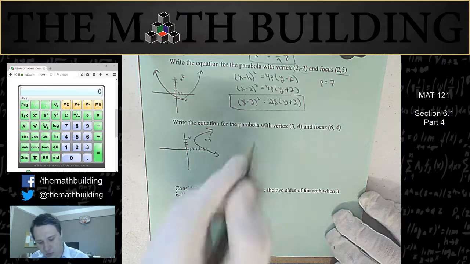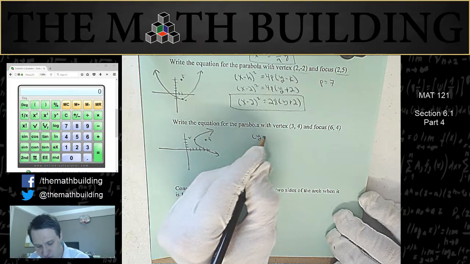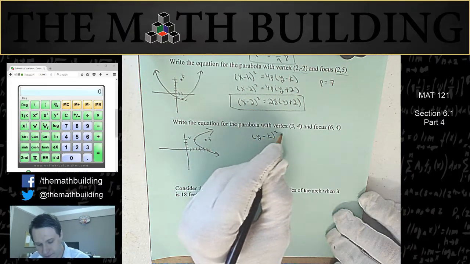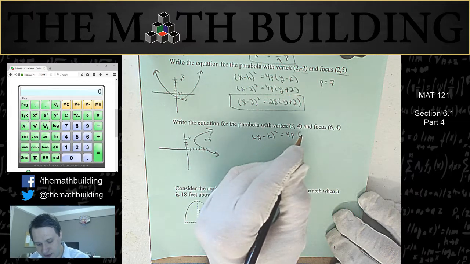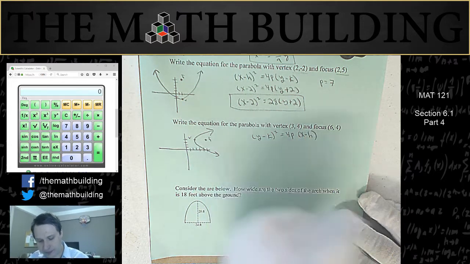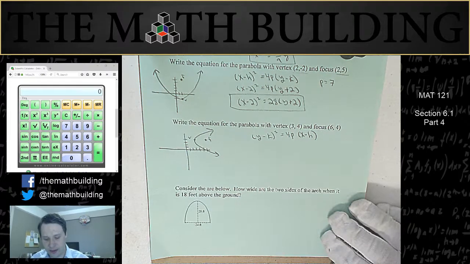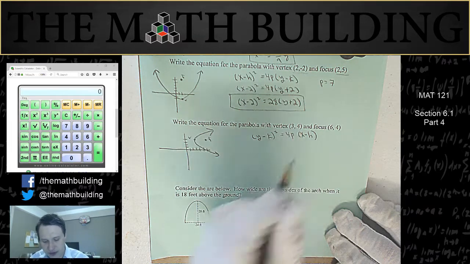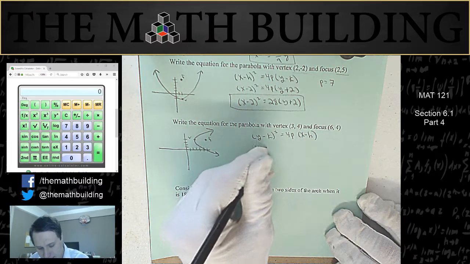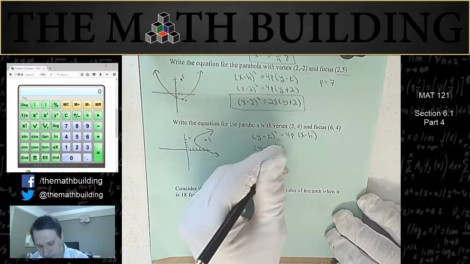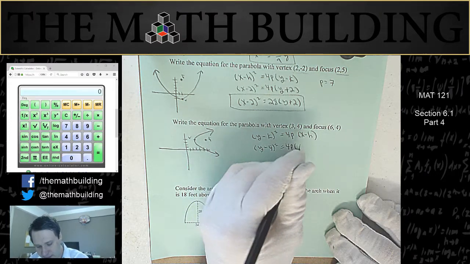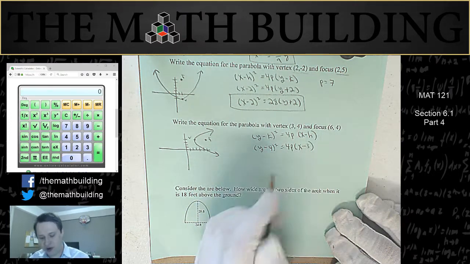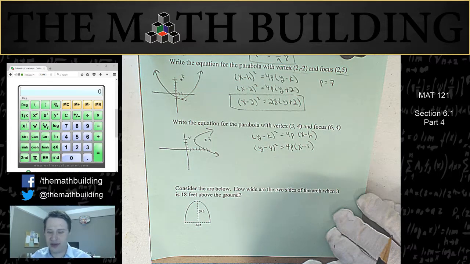So when it opens up to the right, the y is being squared, and the x is not being squared. So there you go right there. (y - k) squared equals 4p times (x - h). So we know what h and k are from the vertex. So this is (y - 4) squared equals 4p times (x - 3). Don't accidentally put your focus points there. That would be a mistake.